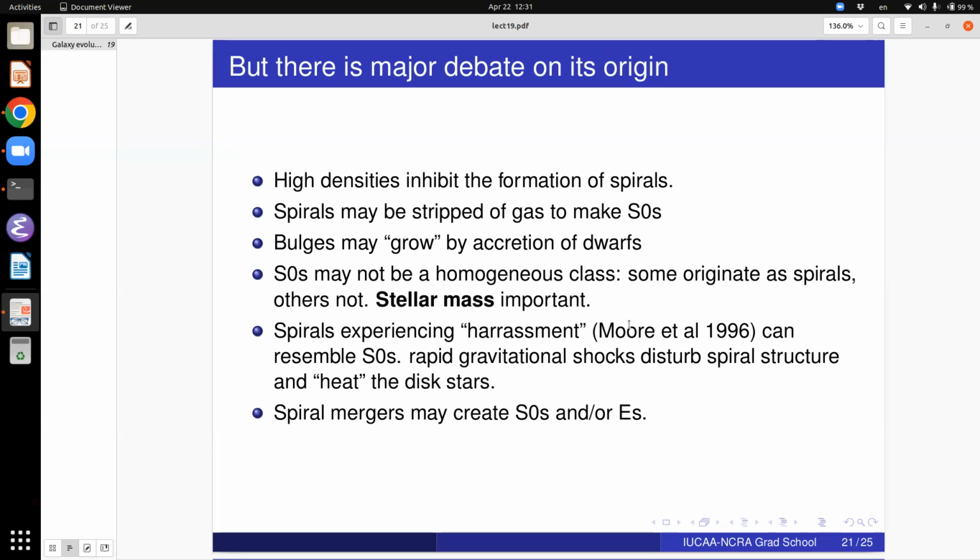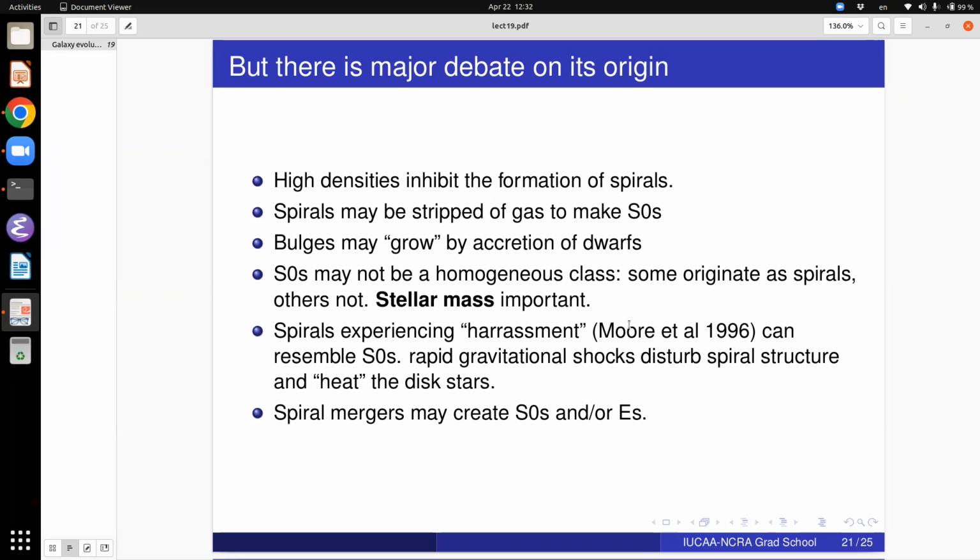The origin of this morphology-density relationship, there's a lot of debate. So what is the origin of this kind of dependence? Some people say that high densities inhibit the formation of spirals. Spirals may be stripped of gas to make S0s. So maybe these galaxies started off as spirals when they started falling into the cluster, but they got stripped of gas when they fell in.